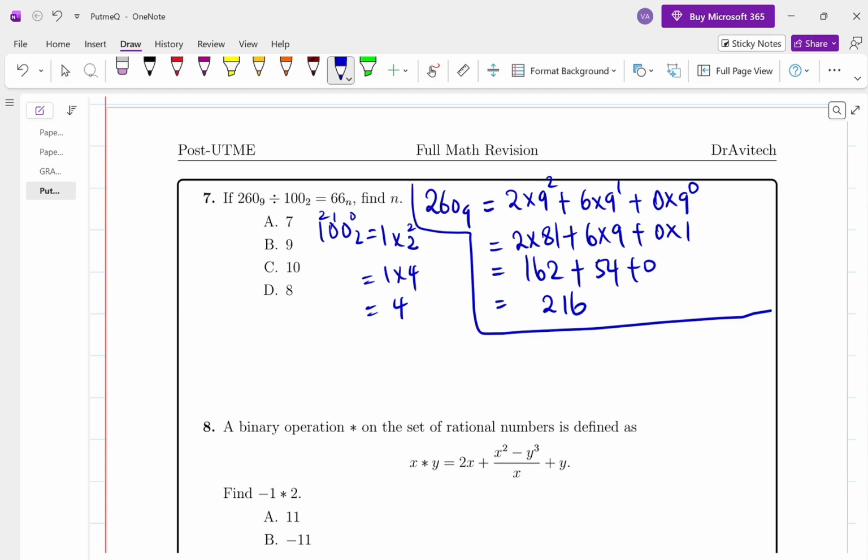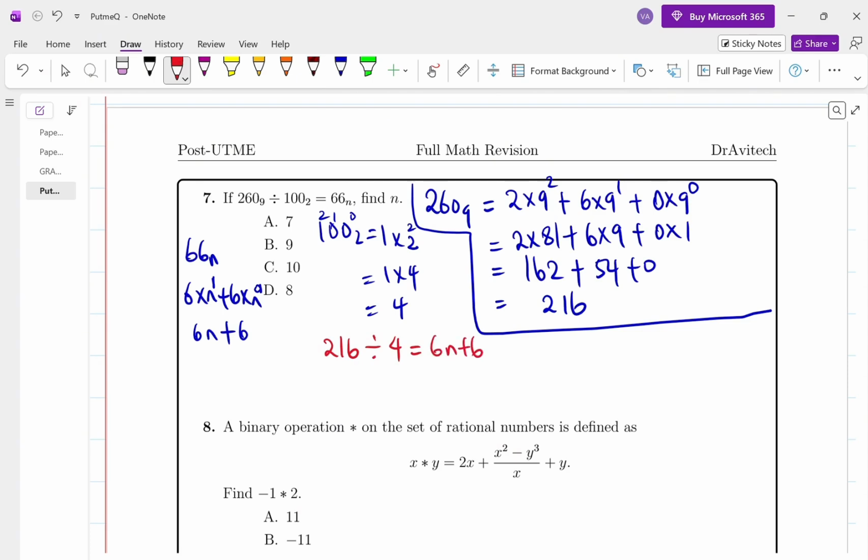And then for the 66 base n, this will become 6 times n plus 6 times n. The n will have power of 0 first and then 1. So this will be 6n plus 6. That's for that very one. So the question says 260 base 9, which is 216, divided by 100 base 2, which is 4, is equal to 66 base n, which is 6n plus 6.